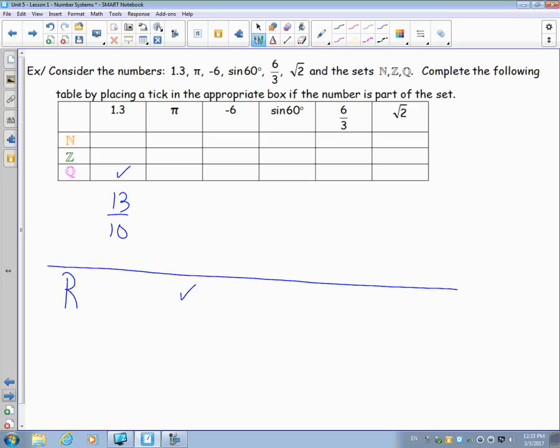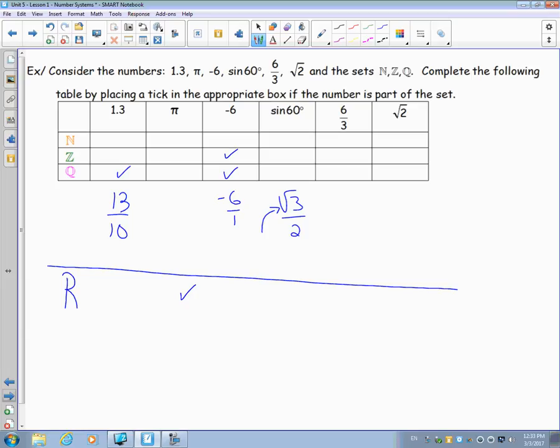-6. I can't count on my fingers, but it is an integer. And if it's an integer, I can write it as a fraction. For instance, -6/1. That would be perfect. Sine 60. I can't count on my fingers. It's not an integer. In fact, it's a decimal that never ends. Exactly, it's √3/2. Because this is not an integer on top, it doesn't count as a rational number. It exists, but we can't write it as a fraction made up of integers. So no check marks.